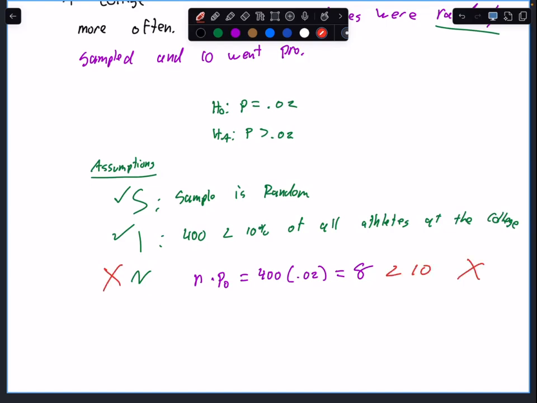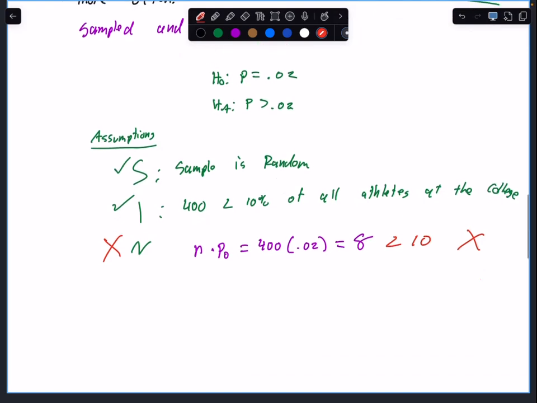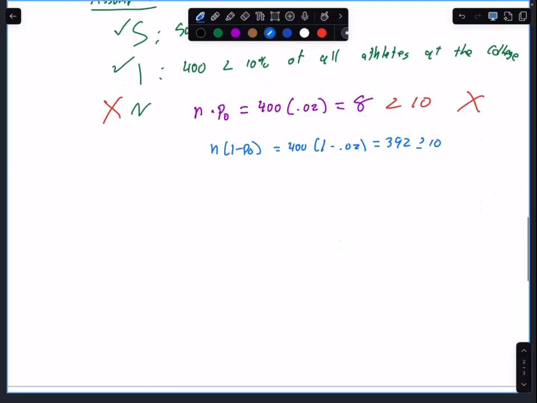Oh no, it fails. I want to point out that in today's work, some of these may fail because I'm testing to see if you're doing them and checking them correctly. So it is possible that the condition fails. Now, even though I don't need it, I'll do it anyways. n times 1 minus P0 would be 400 times 1 minus 0.02, which would give me 392, which is greater than or equal to 10. However, I don't even need to check the second step because the first one failed. So the conditions are not met.